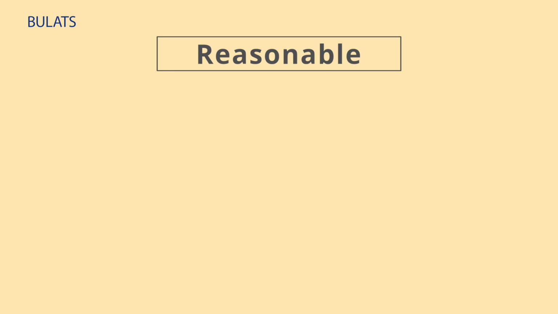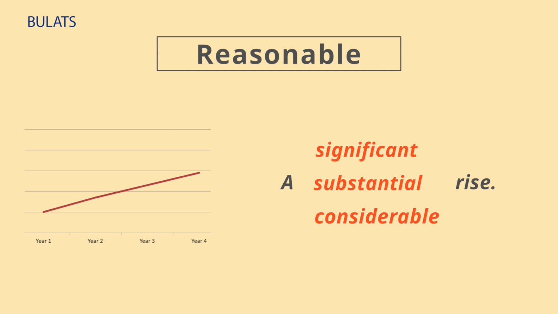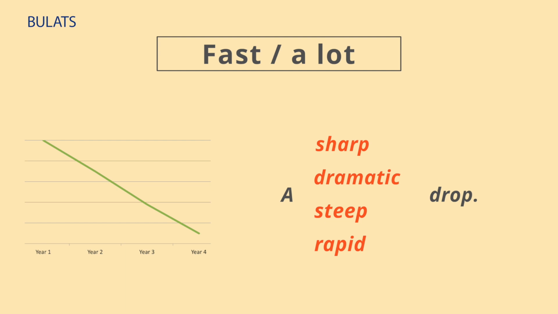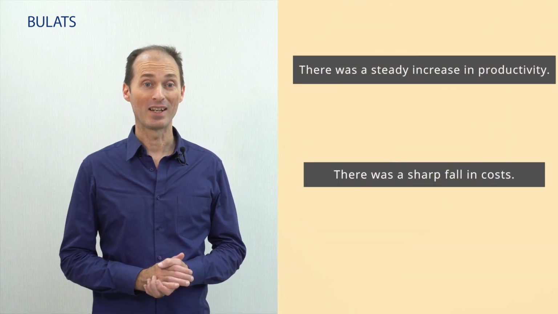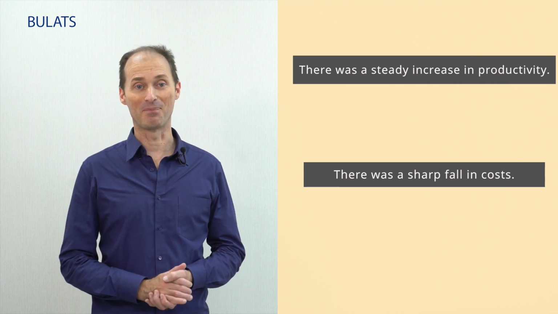Next, some words that can mean a reasonable amount, not small but not huge either. Here we can say a significant, substantial or steep rise. And finally, these words are common when talking about a big or fast change. So, a sharp, dramatic, steep or rapid drop. While there are many words to describe this kind of change, these words are among the most common both in the workplace and in the BULATS exam.